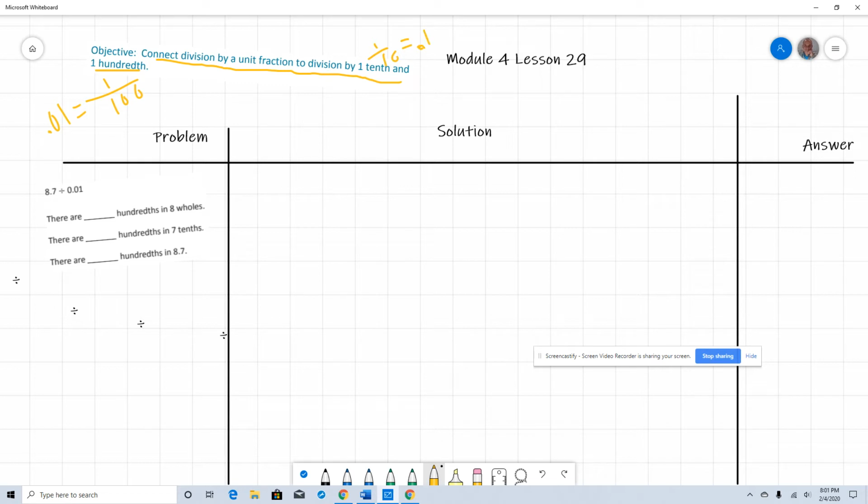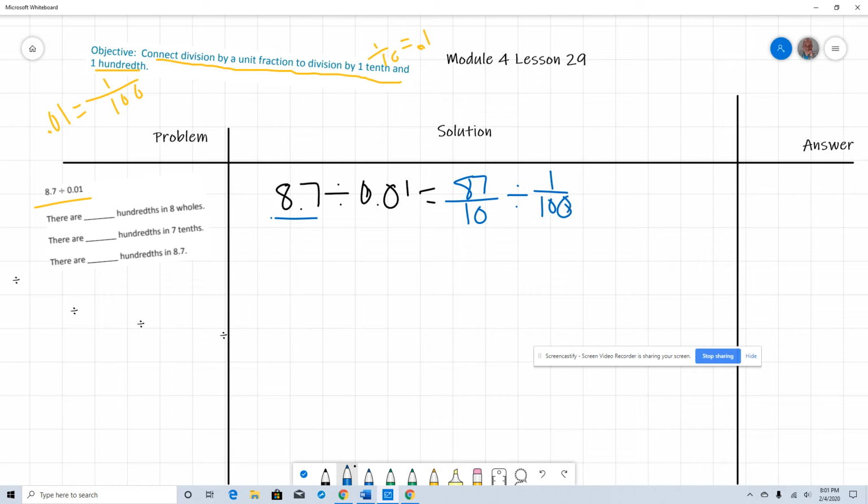Okay, so let's look at the problem. The problem is 8.7 divided by 1/100. The first thing we need to do is to convert the 8.7 into tenths, which will be 87 tenths divided by 100. So that's going to be 1/100.